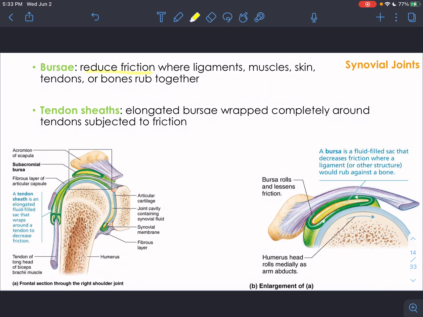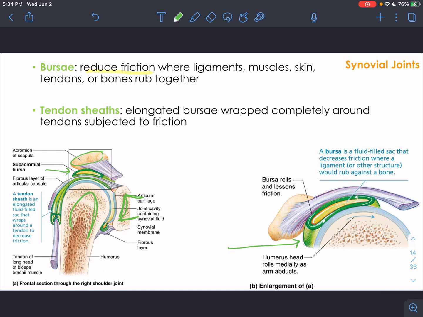Okay, so we see in these images here, those little balls are going to be the bursa. Okay, so in this example, we have the acromion of our scapula, our humerus down here, and this would be our scapula, the glenoid cavity of our scapula. So again, you're going to have these little bursa in different areas that are going to help with rolling, making sure that we have less friction in those areas.